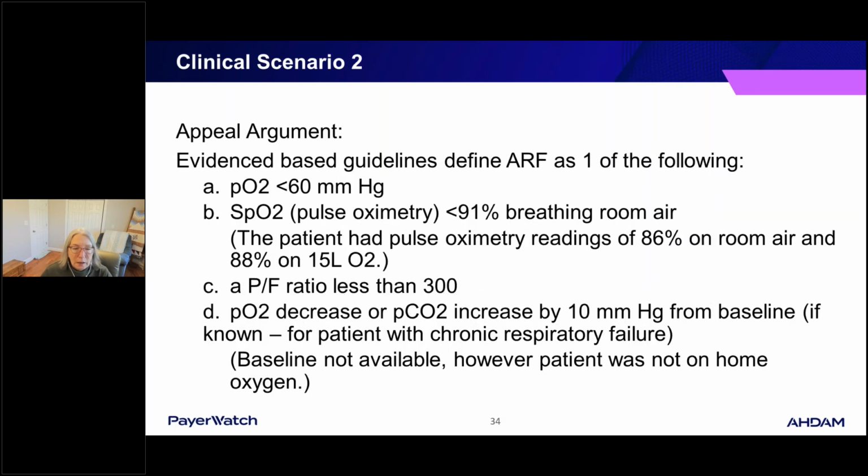So the evidence-based guidelines to define acute respiratory failure, and these came from Pinson and Tang, I believe, are a PO2 of less than 60, an SpO2, which is what we use most often these days, of less than 91% breathing room air. And of course, this guy had an 86% on room air, 88% on 15 liters. A PF ratio less than 300, and I'm not going to talk about PF ratios, that's a whole other topic. PO2 decrease or PCO2 increase by 10 millimeters from baseline. Well, we don't really know his baseline, but we do know he was not on oxygen at home.